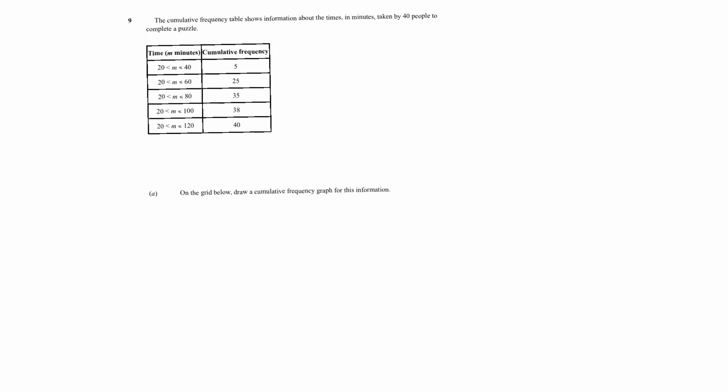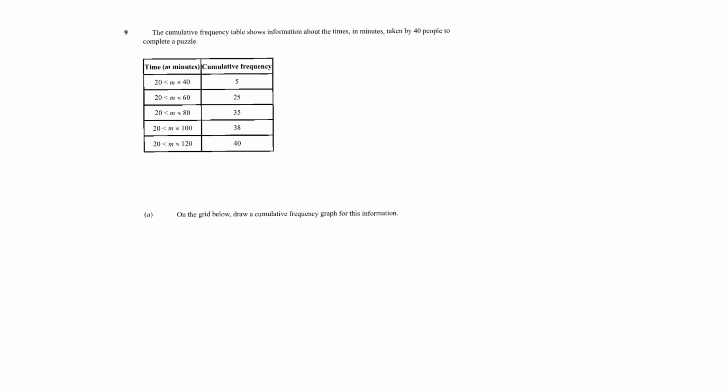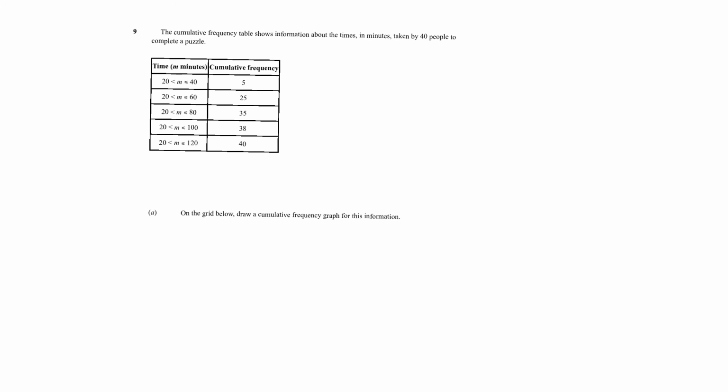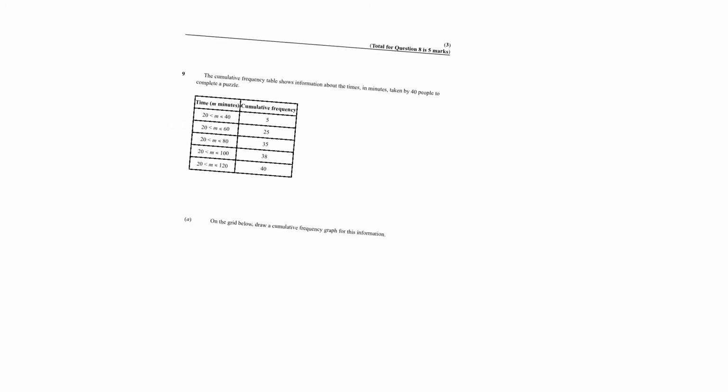Then moving on to question 9, it says on the grid, draw a cumulative frequency graph for this information. So we have our cumulative frequency table and we have the graph down below. So we can plot what they've given us because they've given us cumulative frequency. However, the key thing is that when plotting cumulative frequency, you don't need to work out a midpoint like you did with frequency polygons. You need to plot from the highest values in the class intervals.